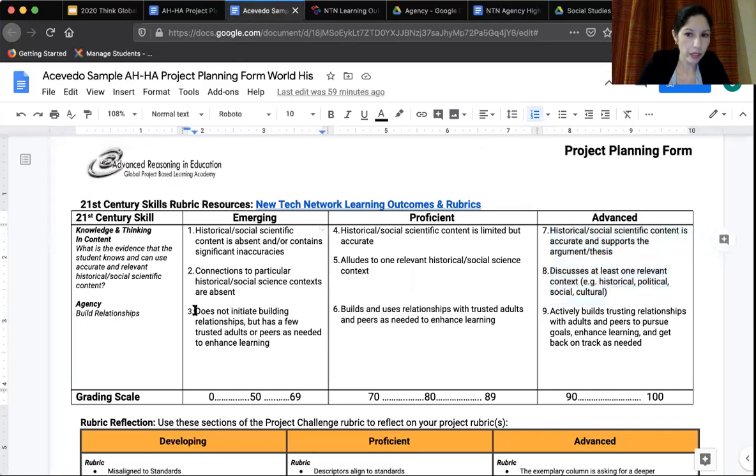And so I have for this emerging, does not initiate building relationships, but has few trusted adults or peers as needed to enhance learning. Or builds and uses relationships with trusted adults and peers as needed to enhance learning, or actively builds trusting relationships with adults and peers to pursue goals, enhance learning, and get back on track as needed.